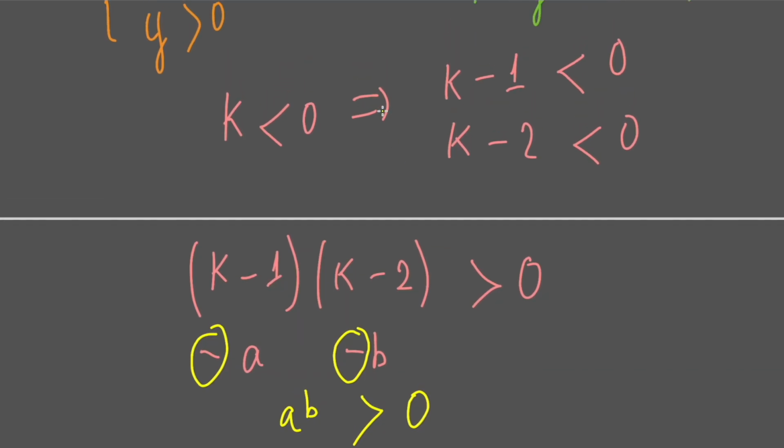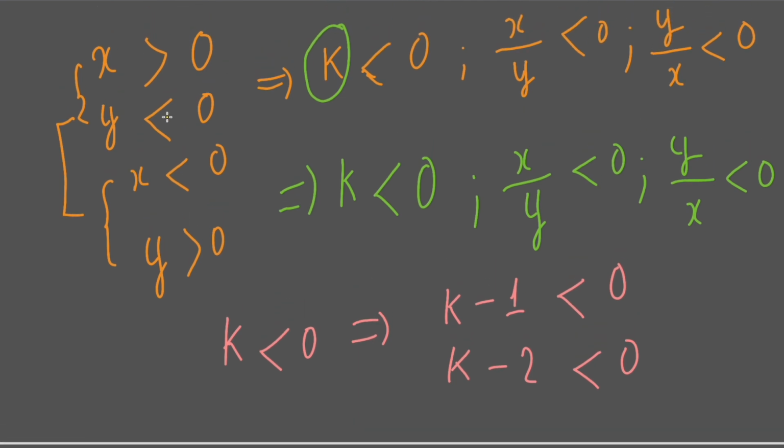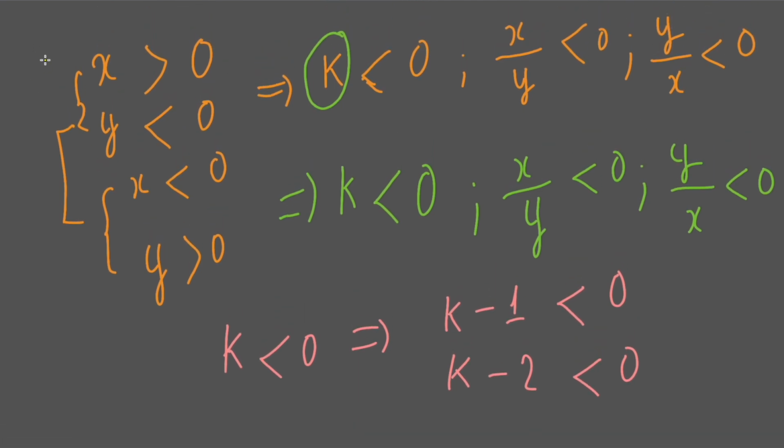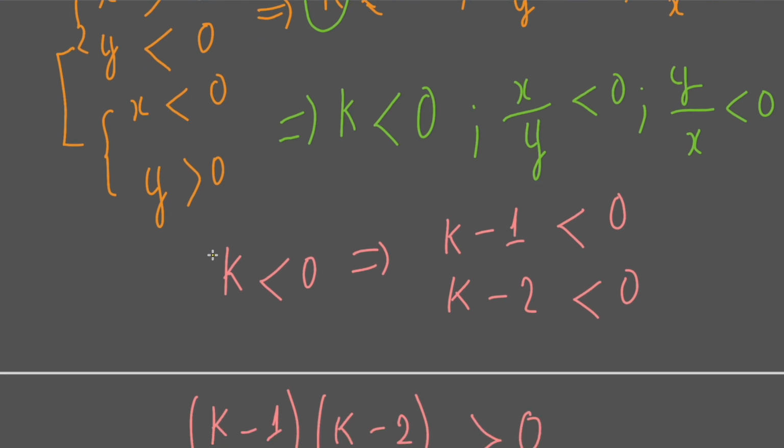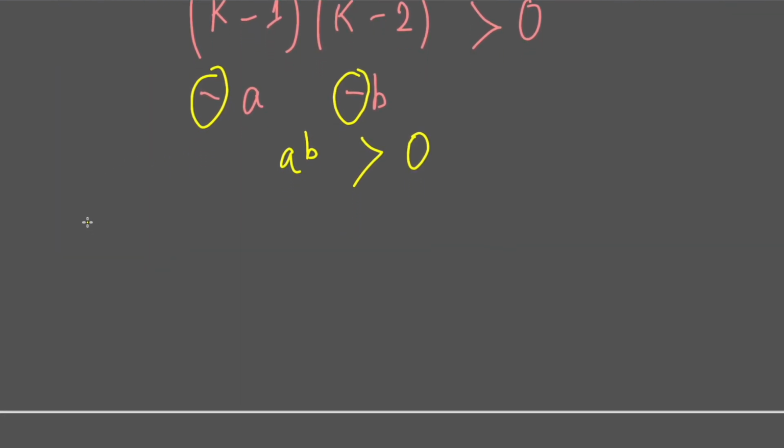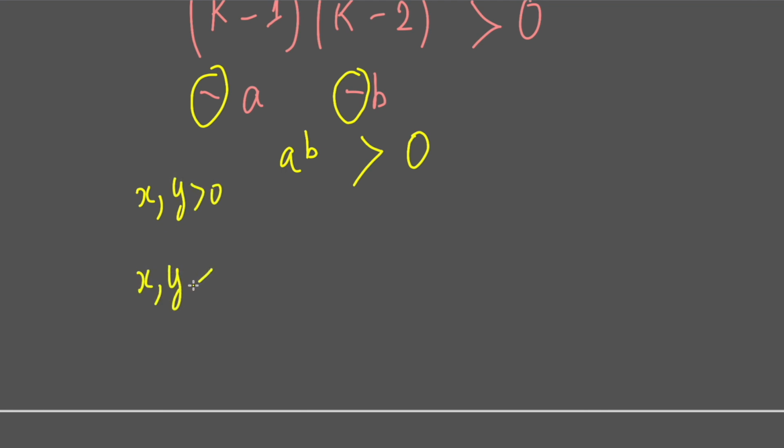Obviously, the inequality is always correct in the situation where x is a positive number and y is a negative number, or x is a negative number and y is a positive number. So we have to check the other case, where x and y are positive numbers, or x and y are negative numbers.